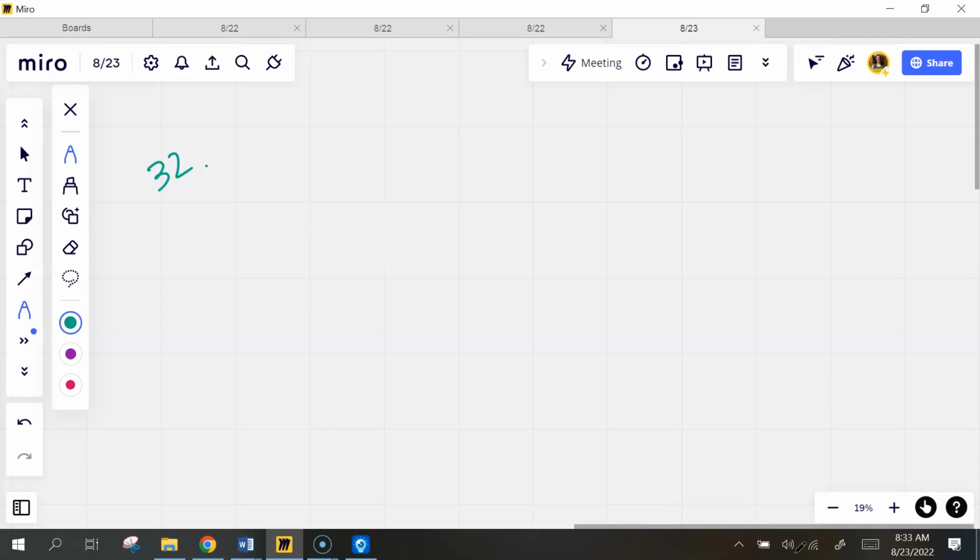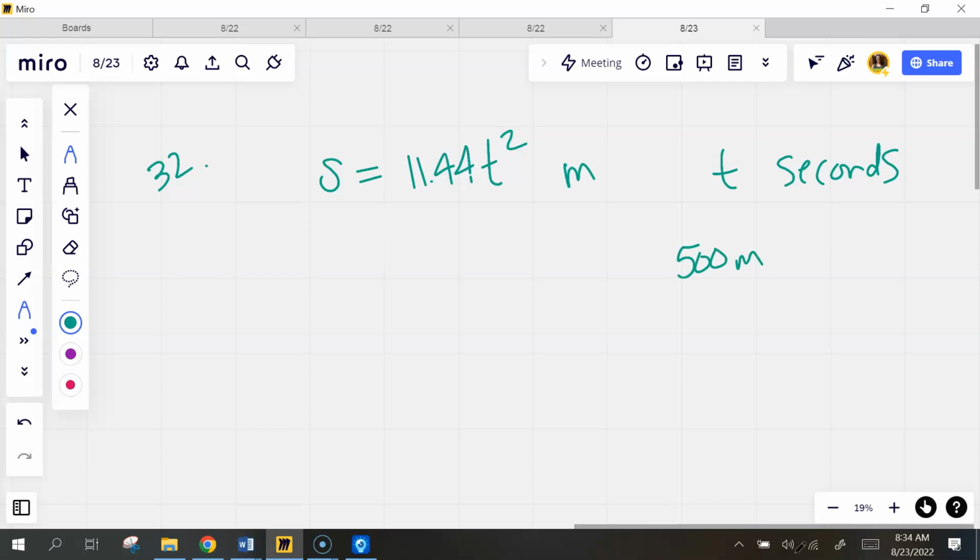The equation for free fall at the surface of Jupiter is S equals 11.44 t squared meters with t seconds. Imagine that a rock could be dropped from 500 meters above Jupiter's fluid surface. Find the velocity of the rock at t equals 2 seconds.